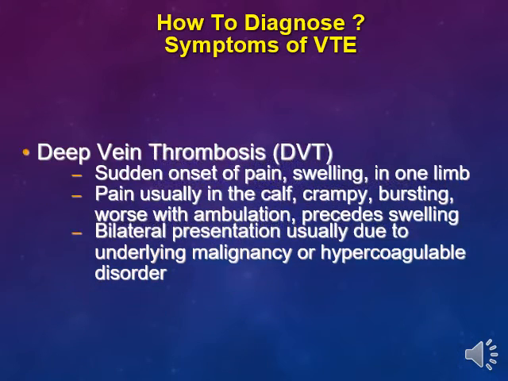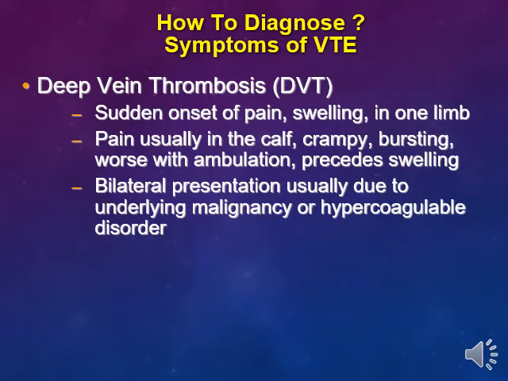How can I suspect the presence of deep vein thrombosis? Usually the patient comes with sudden onset of pain and swelling in one limb. The pain is usually present in the calf, and its character is crampy or bursting with ambulation, and this pain precedes the swelling. It may affect both lower limbs, and bilateral presentation is usually due to underlying malignancy or hypercoagulable disorder.